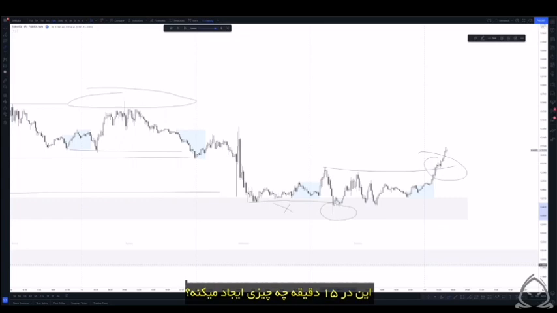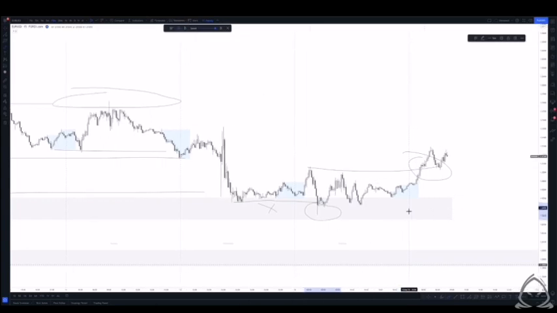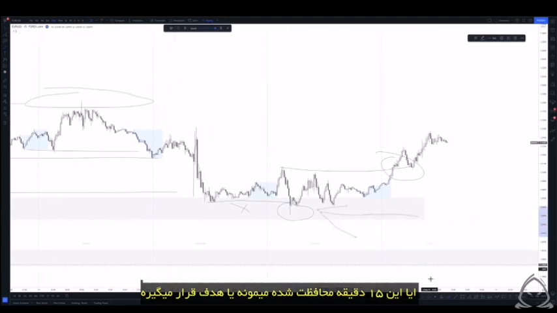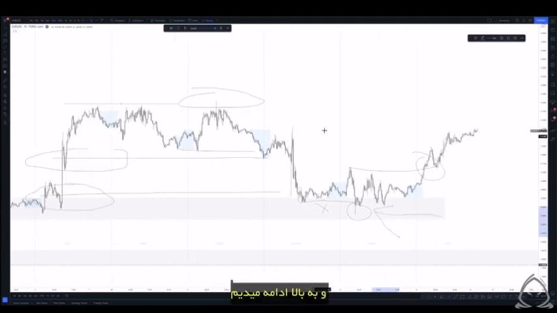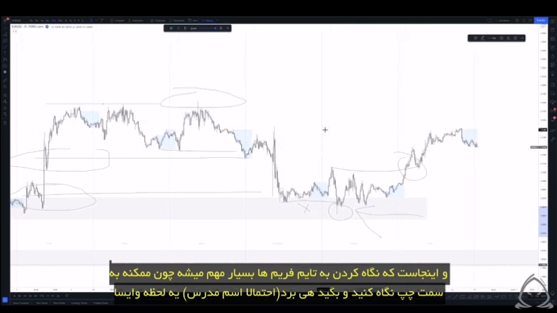What does this create on a 15-minute? This creates a protected low on the 15-minute. And then if I continue price, will this 15-minute get targeted or will it remain protected? And we continue to the upside. And this is where looking at timeframes can be incredibly important.